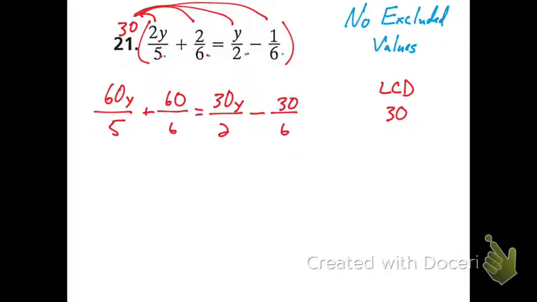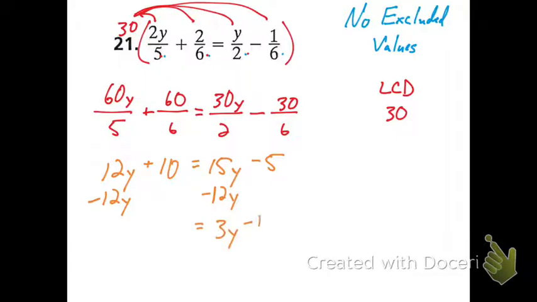Now I'm going to go through here and simplify as best as I can. So 60y divided by 5, that's going to be 12y. 60 over 6, that's 10. 30y over 2, that's 15y. And then last but not least, I have minus 5. No more fractions, which is what we wanted. I'm going to subtract 12y from both sides.